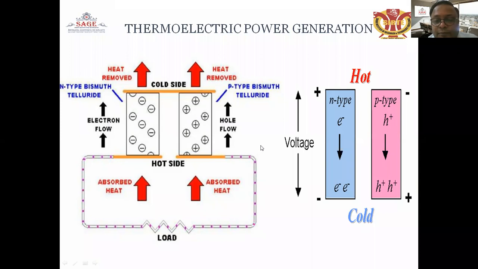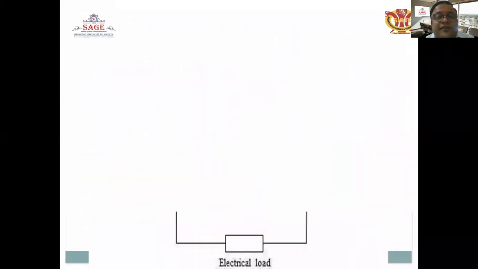So there are the two types of the material where the temperature difference is created, also voltage is created, and after all there will be chances of the electron flowing from the hot side to the cold side, and there is a chance of creating energy.